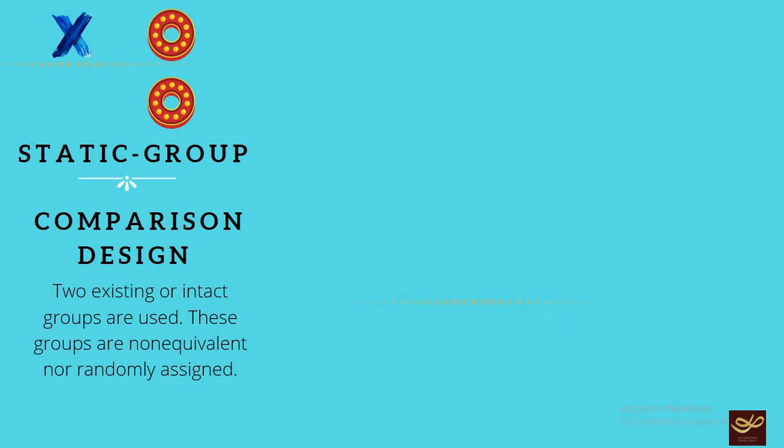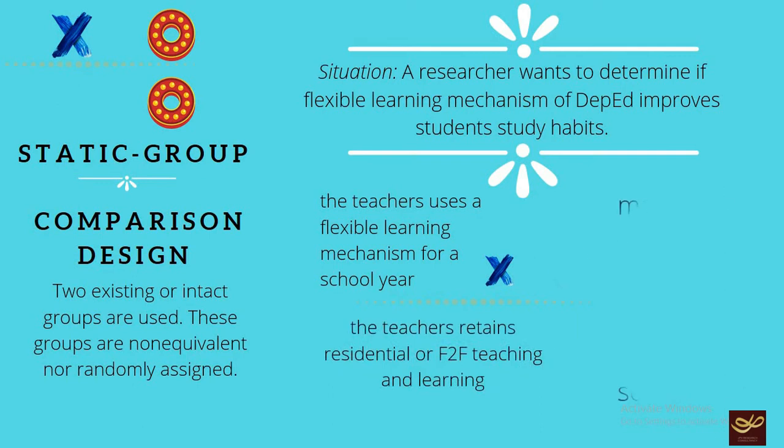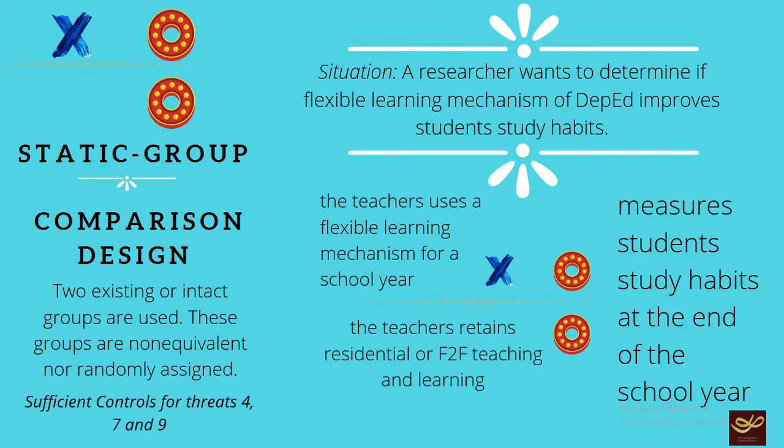So let's illustrate this. In the static group comparison design, there is a certain group where the teacher introduces the flexible learning mechanism, which is your treatment group. And after the flexible learning mechanism has been introduced for a school year, there was a measurement for study habits by the end of the school year. Now the other group retains the original face-to-face, residential teaching and learning process, and at the end of the school year, there was also a measurement.